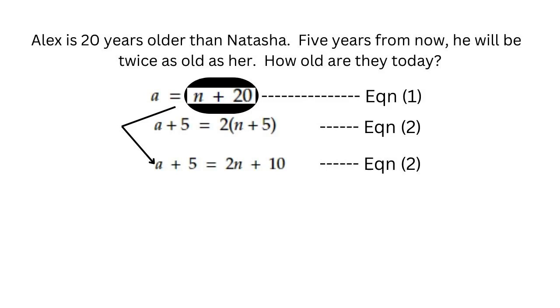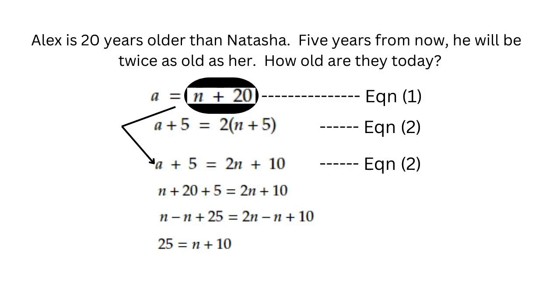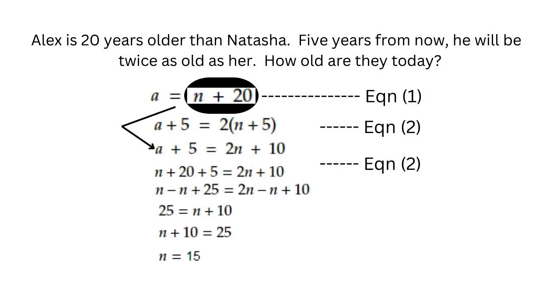From equation 1, we have A equals N plus 20, so we substitute A with N plus 20. Subtract N from both sides. Flip the equation, and then subtract 10 from both sides as shown. This gives us the value of N, Natasha's age. From equation 1, we have A equals N plus 20, and we solve for A, Alex's age. So Alex is 35 years old and Natasha is 15 years old.